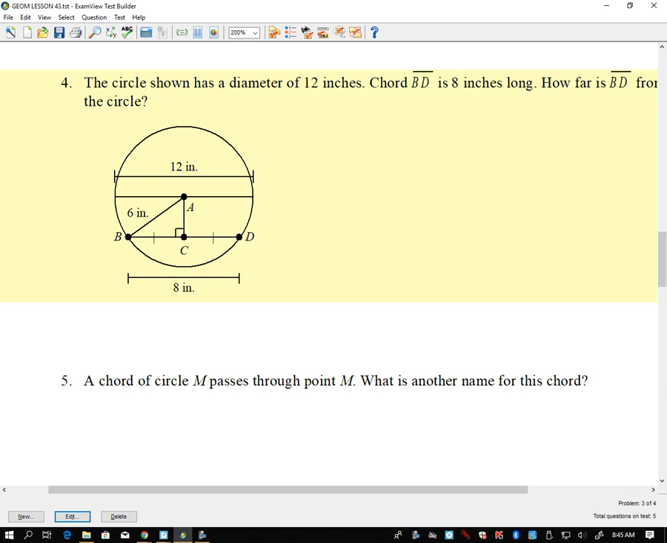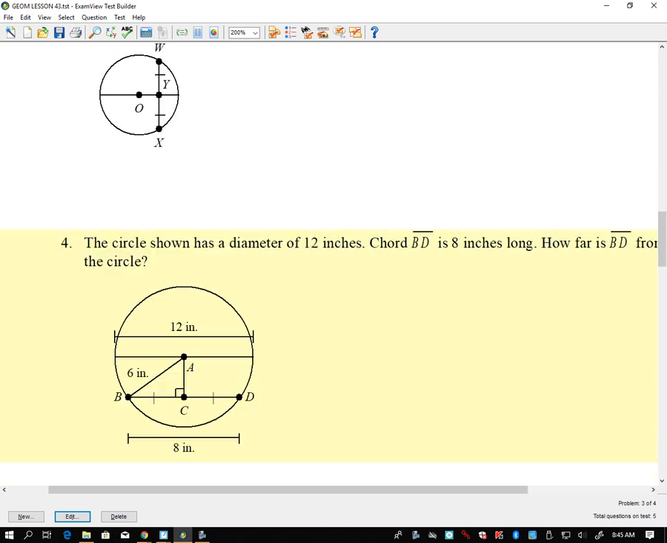All right, and gosh, I wonder if I unplug this and plug it back in, whether or not it'll let me write on it. Let's try this. Okay, still nothing.